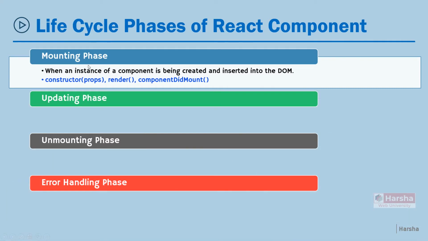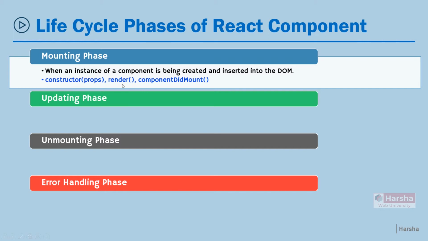First, let me demonstrate mounting phase to you. As a part of the mounting phase, the constructor, render, and component did mount methods will be executed in the same sequence. The constructor is suitable for initialization of the state and binding the event handler methods. But what you should not do in the constructor is that you should not make HTTP requests or fetch the data from database or something.